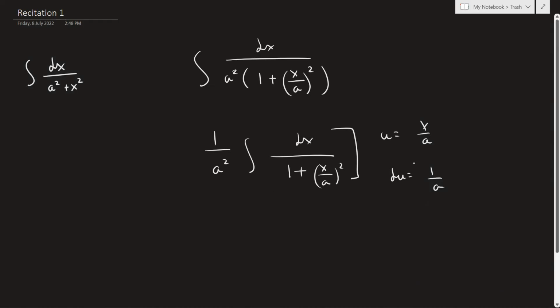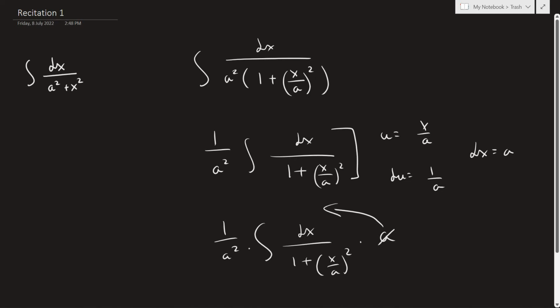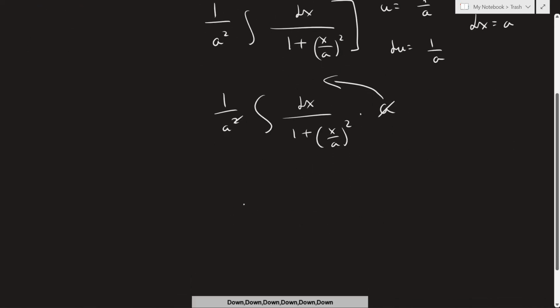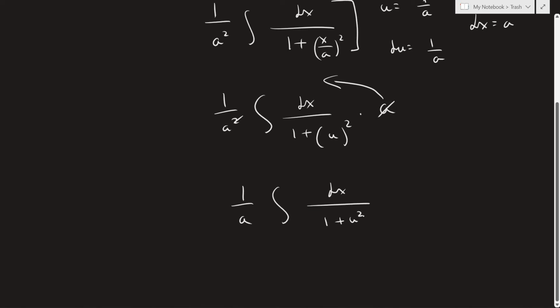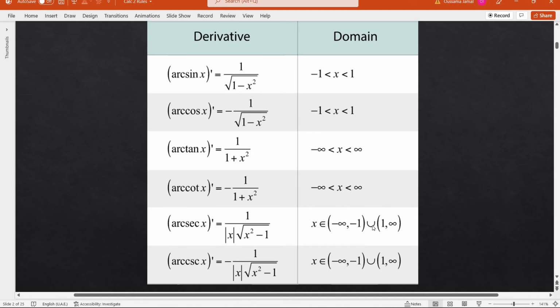So we took u equal to x over a and du is 1 over a. So dx is a du. So it's going to be 1 over a squared dx over 1 plus x over a squared, times a. We can take a outside. In fact, we can cancel it with the squared here. And it's going to be 1 over a. This is u, by the way, because we chose it to be u. So integral of du over 1 plus u squared. Great.